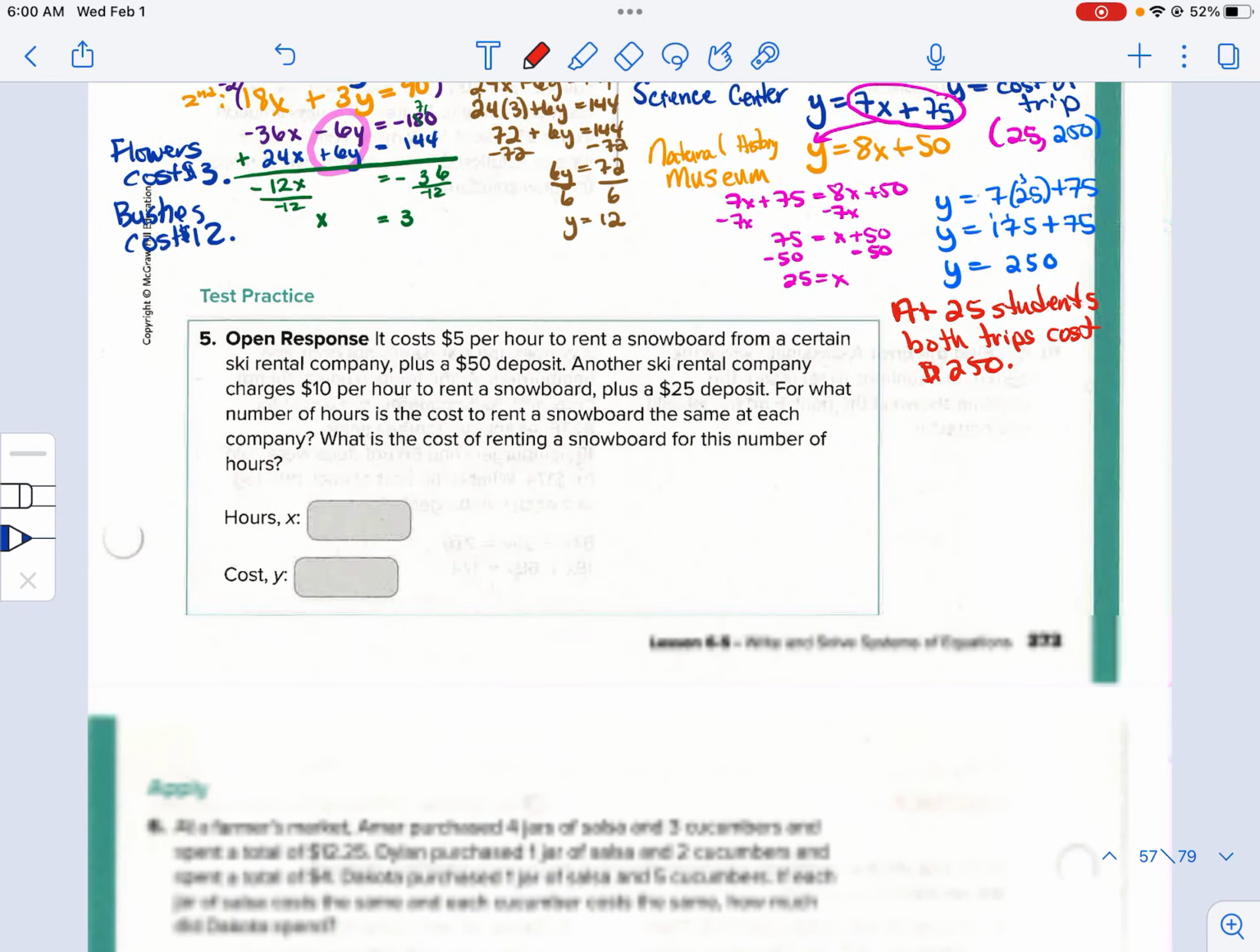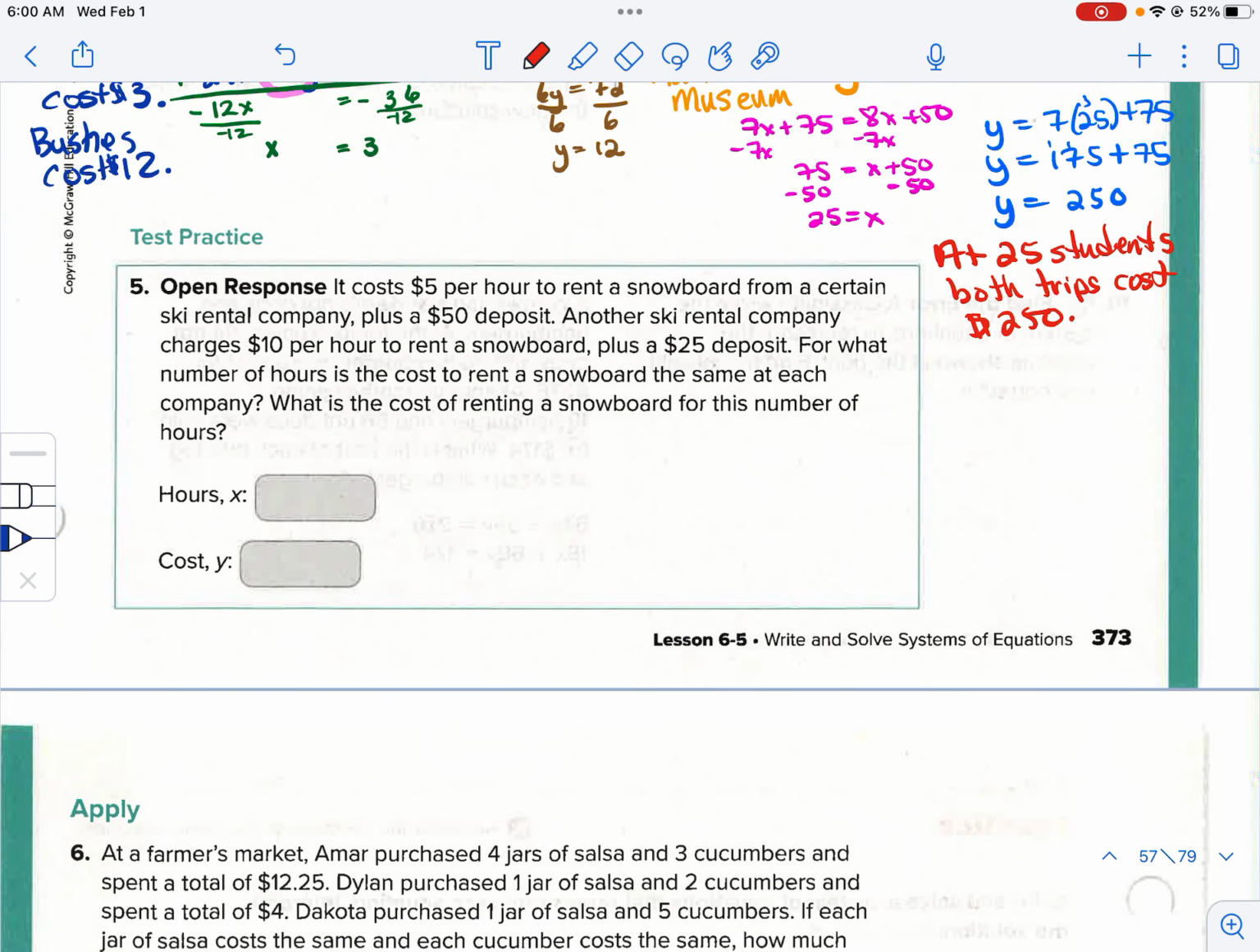Okay. So this one says it costs $5 per hour to rent snowboards from a certain ski company, plus $50 deposit. Another ski rental company charges $10 per hour to rent a snowboard plus $25 deposit. For what number of hours is the cost to rent a snowboard the same at each company? What is the cost of renting a snowboard for this number of hours?